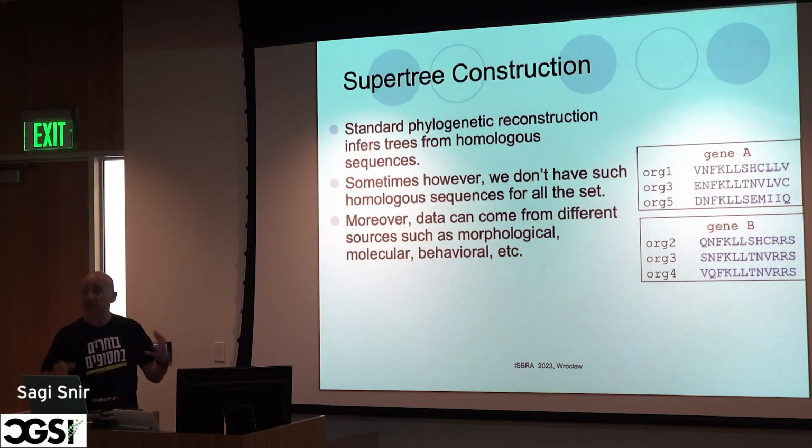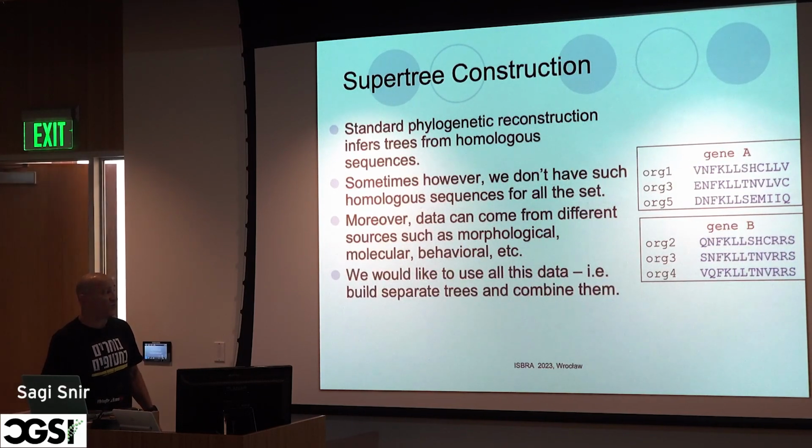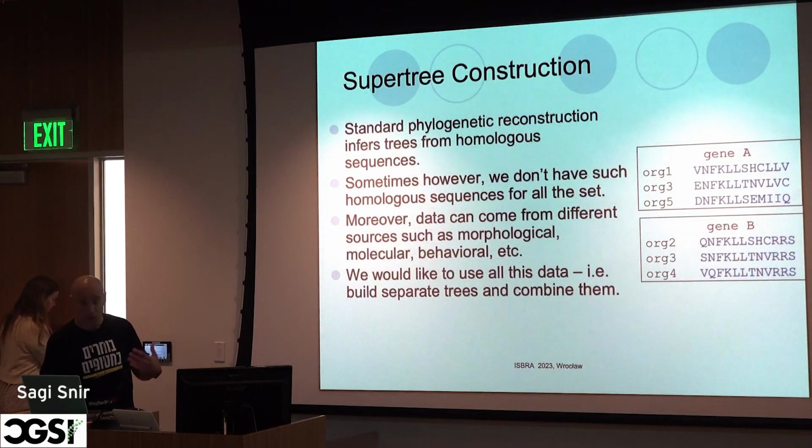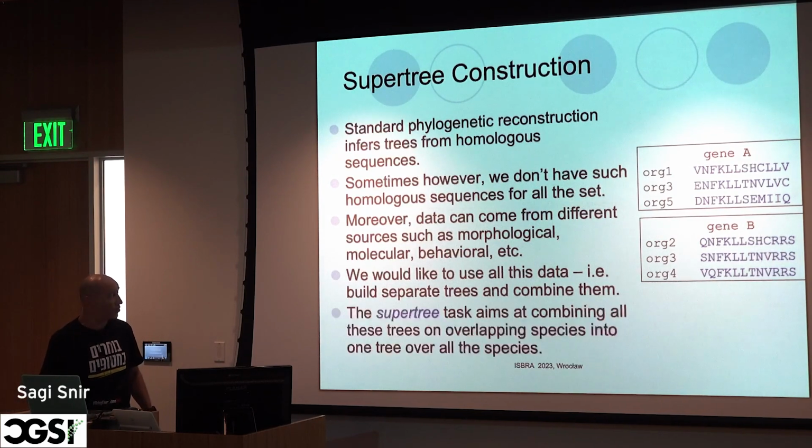Moreover, data can come from sources that are entirely non-molecular, and in the supertree approach we want to spill in all the information we can, to take the most information that we can into the reconstruction, like morphological and behavioral data, and more. So we would like to use all this data, that is, build separate trees and then combine them together. This is the supertree approach.